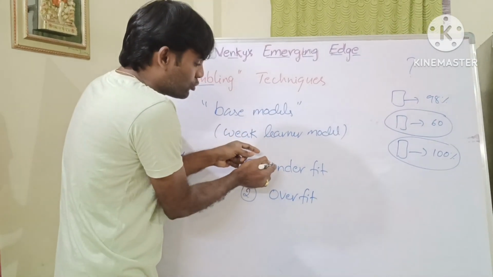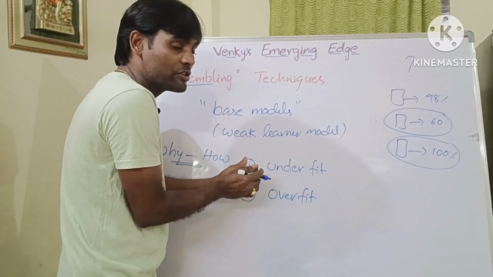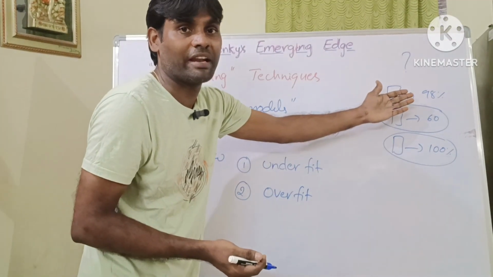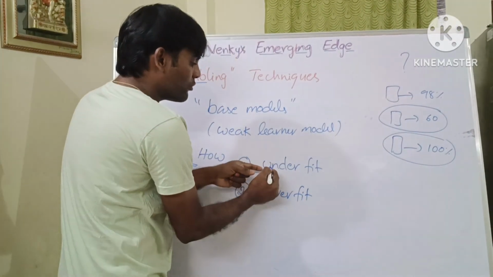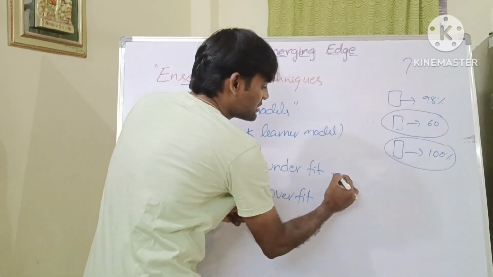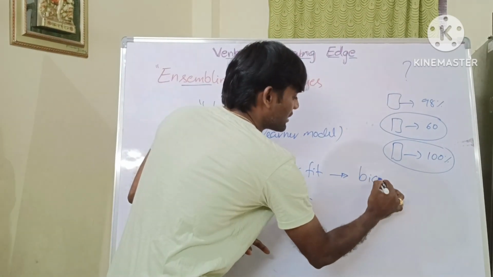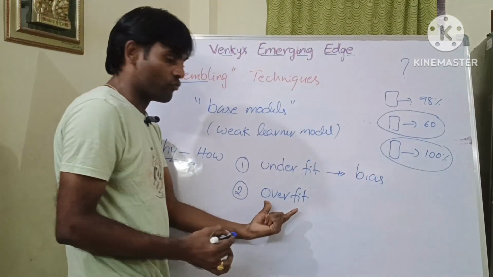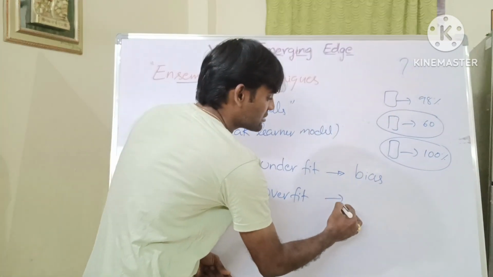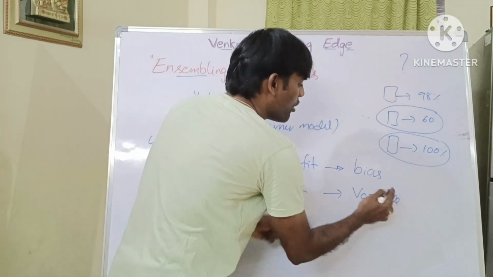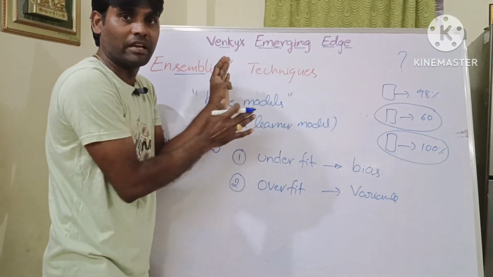Why do these two different problems occur? But which one is best? That is called best fit, maybe 95, 96, 97. Why does underfit occur? The main reason is bias. Why does overfit occur? The main reason is variance. Is it clear? These are main keywords that play a role in the entire machine learning technique.